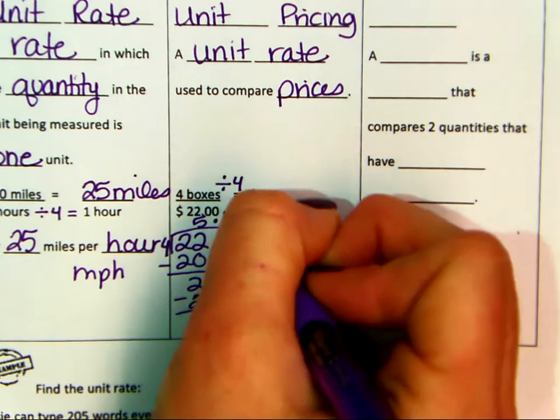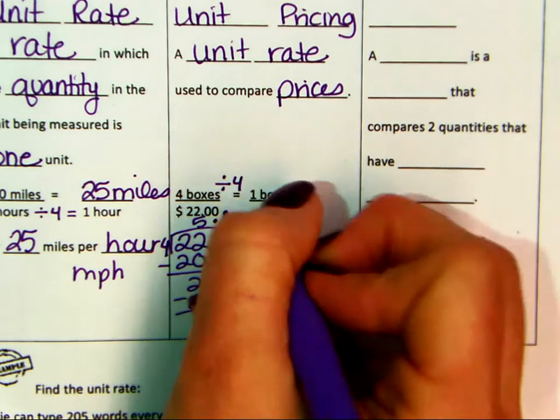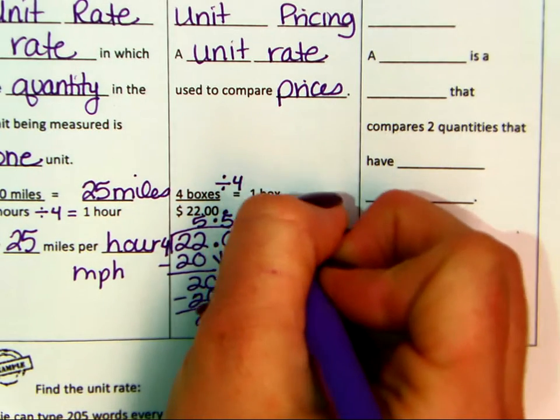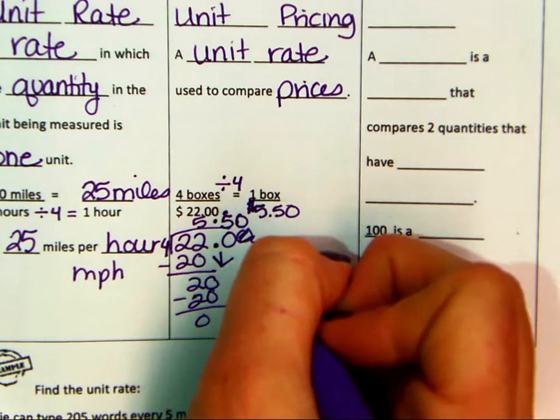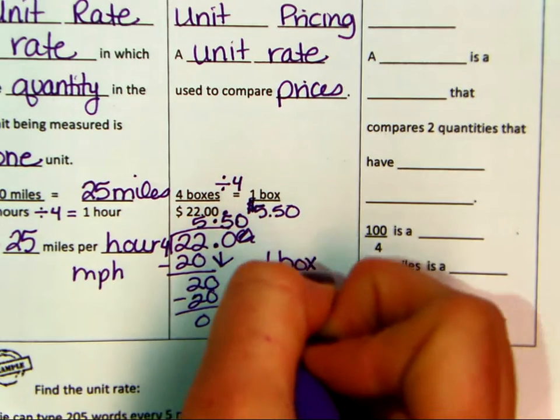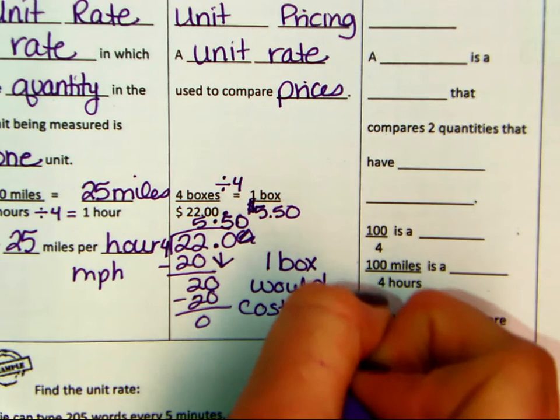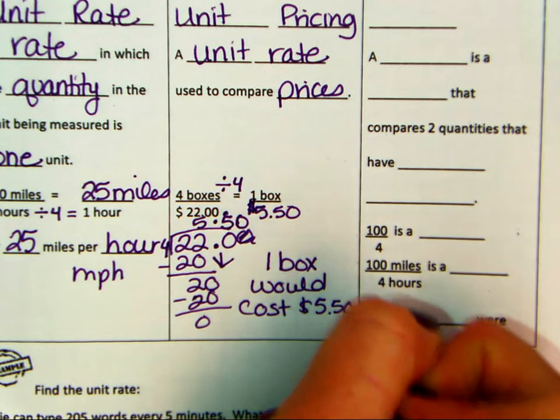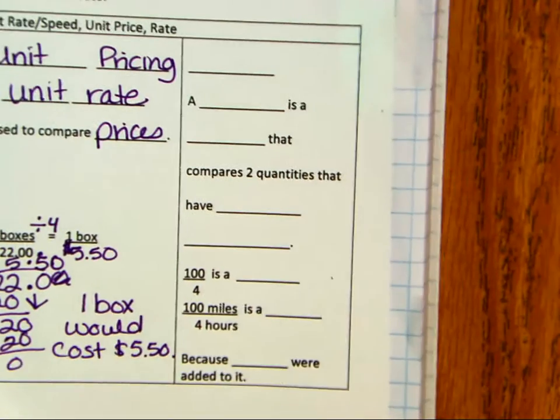I'm messing up. Sorry, it would be here. So I would end up with the answer would be $5.50. So that would say that one box would cost $5.50. Okay, so now let's look at the last one, which is rate.